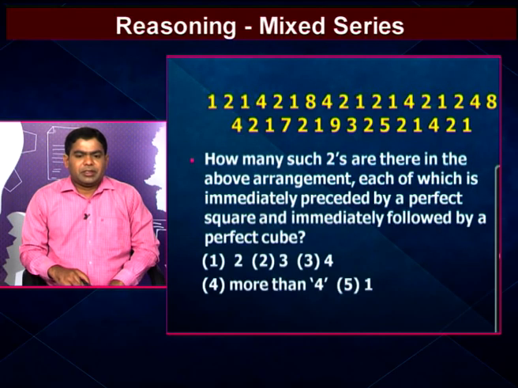So here in number system, even numbers are there, odd numbers are there, prime numbers are there, perfect squares are there, perfect cubes are there. Even numbers are 2, 4, 6, 8, 10, that means nothing but the 2 table. Odd numbers are 1, 3, 5, 7, 9, 11 and so on.